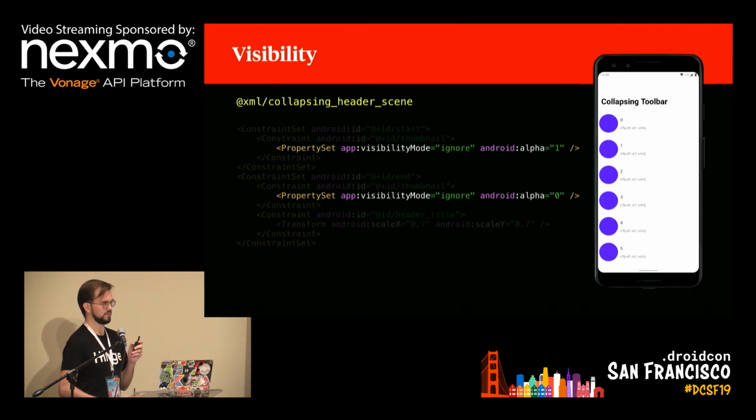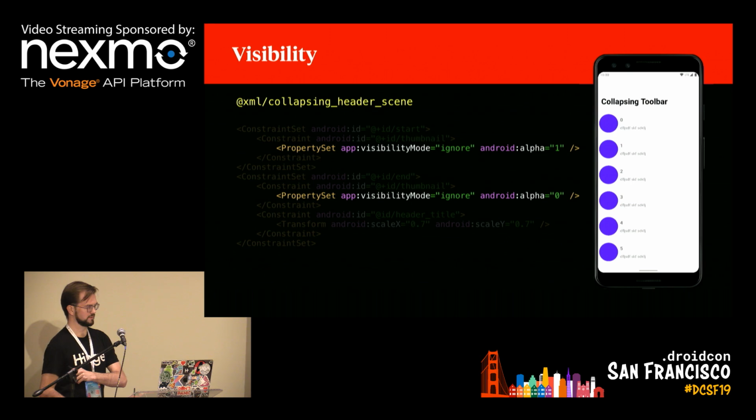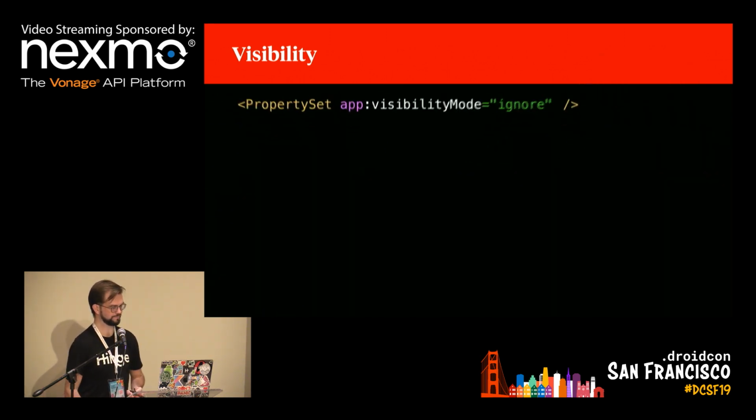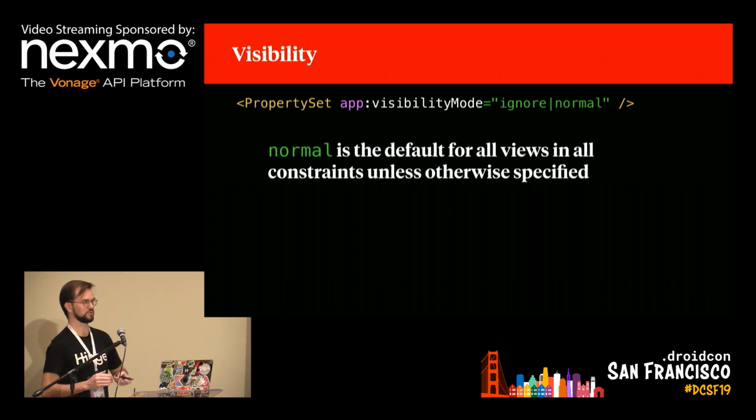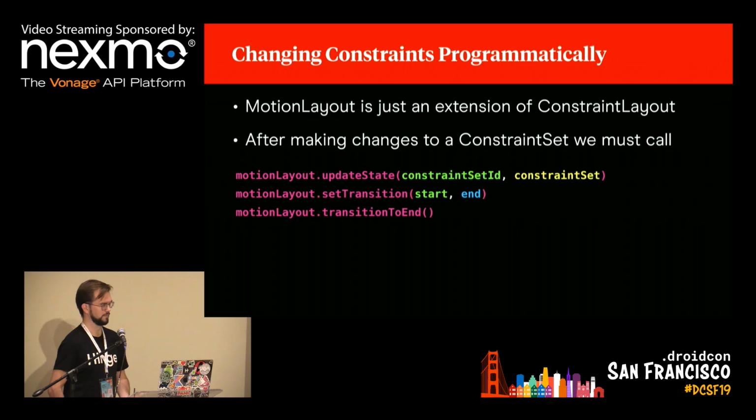In practice, it's sometimes weird when you have a view that starts as visibility gone. It's something that we've been trying to work through. And then the two different values for this are just ignore and normal. Normal is the default, and it's the default for all views in all constraints. It's important to set visibility mode ignore in both your start and end constraint in whatever transition you're working with.